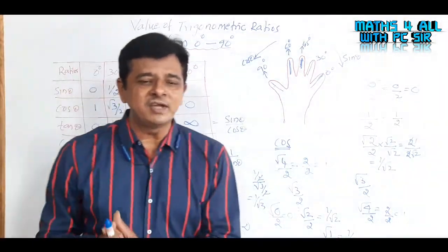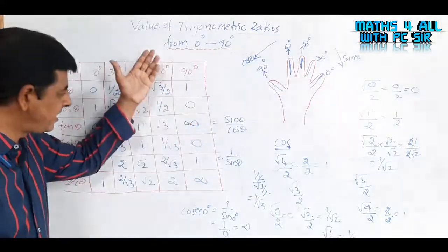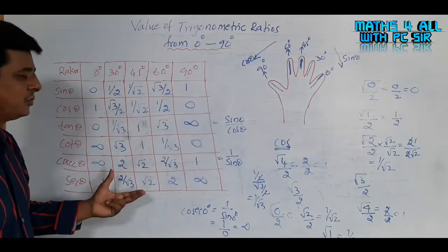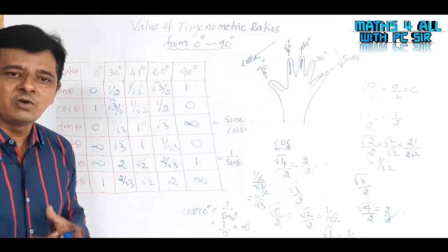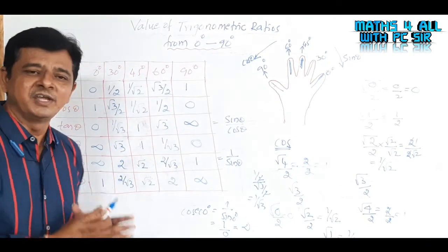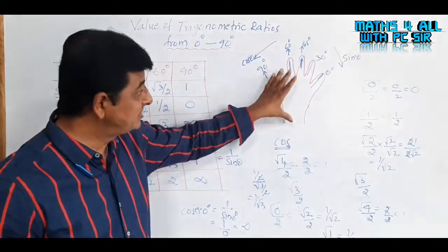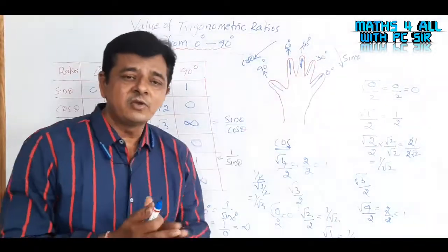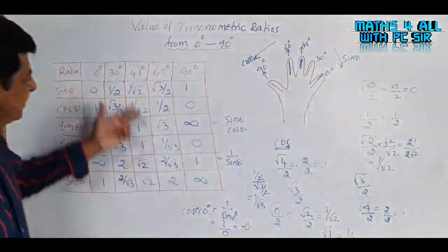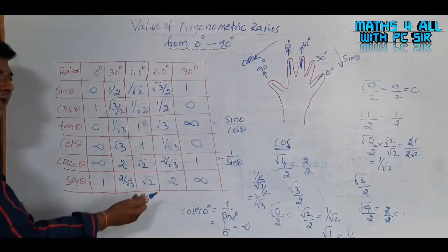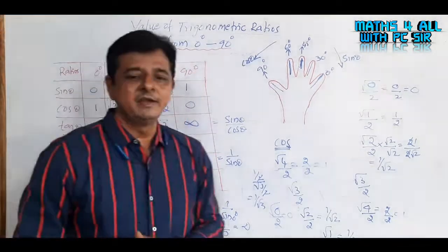If you know the values of sin theta, you can write the values of each and every ratio, every angle of trigonometry. Either that is cos theta, tan theta, cot theta, cosec theta and sec theta also. With the help of this finger technique, first of all you can define sin theta and of course cos theta. Then simply you can write the remaining all the trigonometric ratios, that is from 0 to 90 degrees.